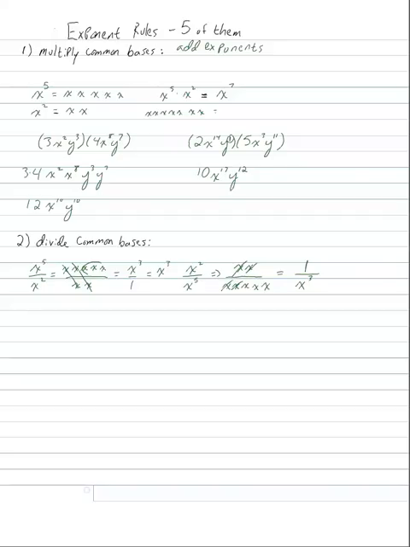Let's look at a shortcut. Let's see, x to the fifth over x squared, I ended up with x to the third. X squared over x to the fifth, I ended up with x to the third. So both times I subtracted my exponents.